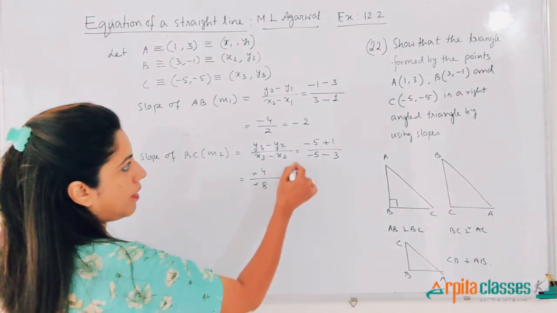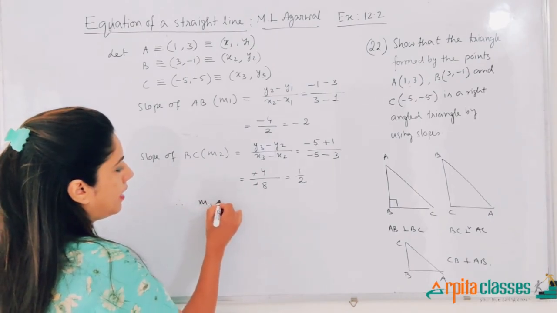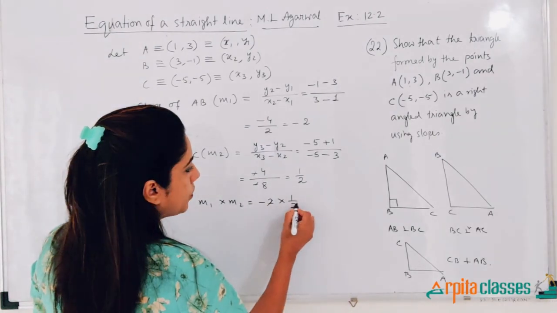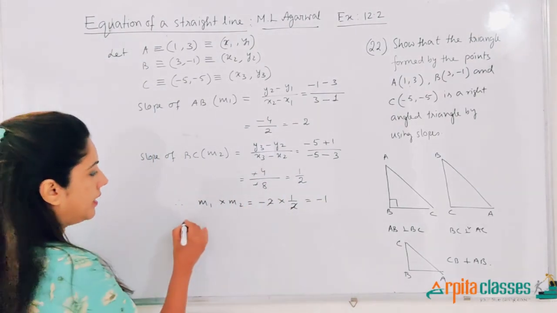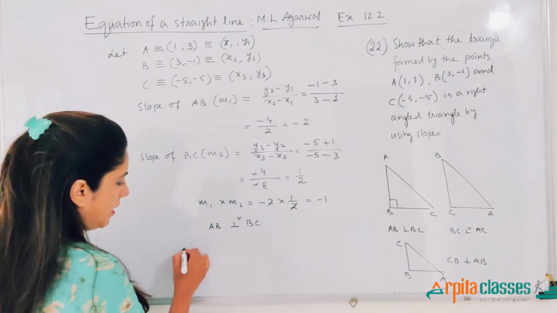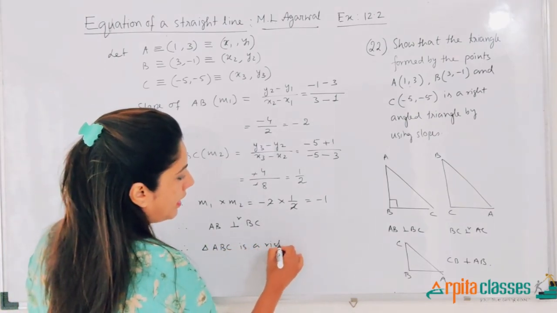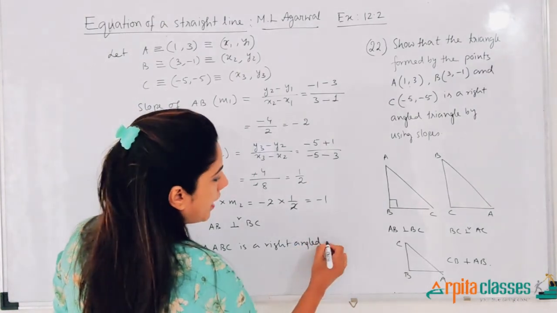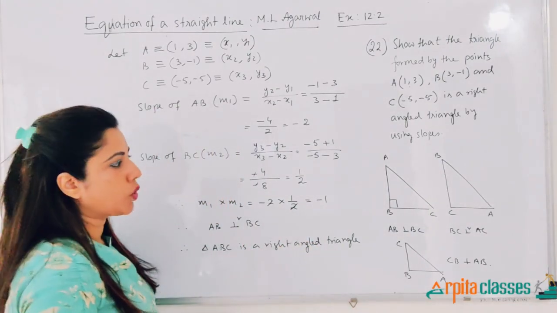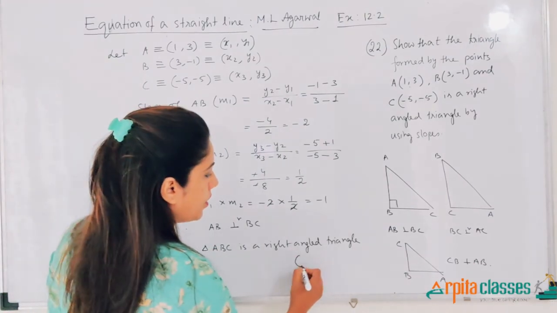So easily we can see m1 into m2, if we do, we are getting -1. m1 is -2, m2 is 1 by 2, the 2 gets cancelled, getting -1. This means that AB is perpendicular to BC. That means triangle ABC is a right angle triangle. We don't have to even find out the other lines. If we don't get -1 from these two, then we have to find out the third side also.